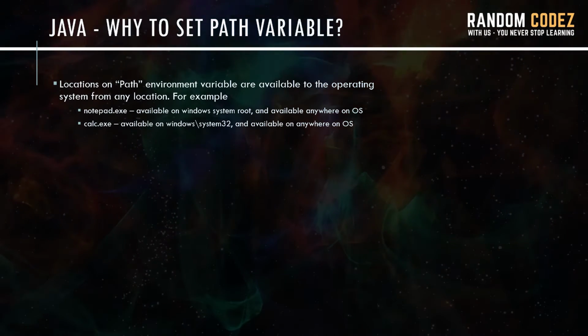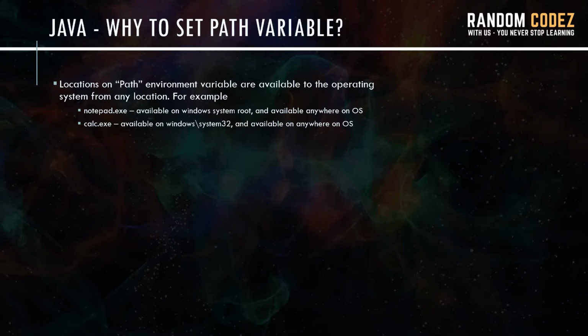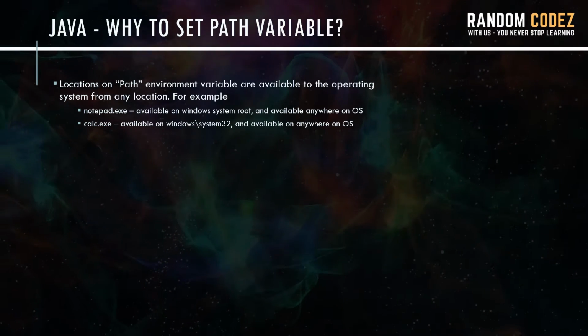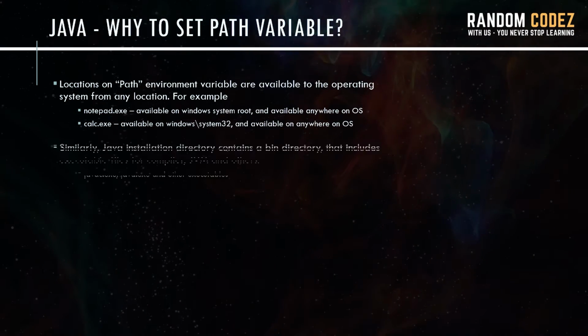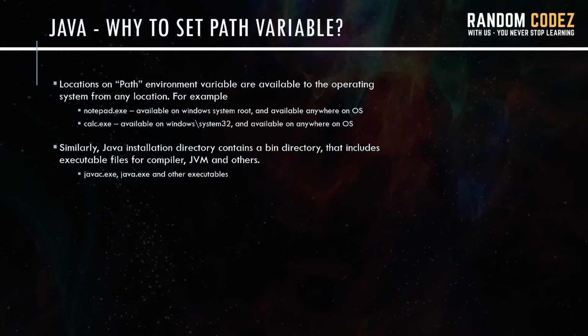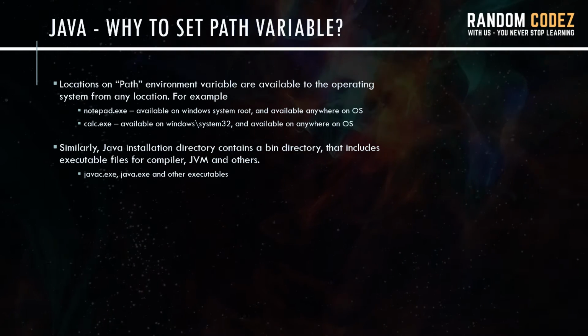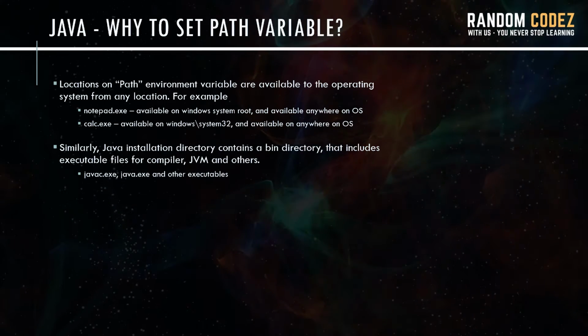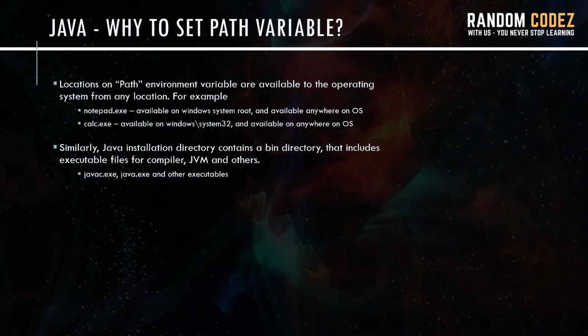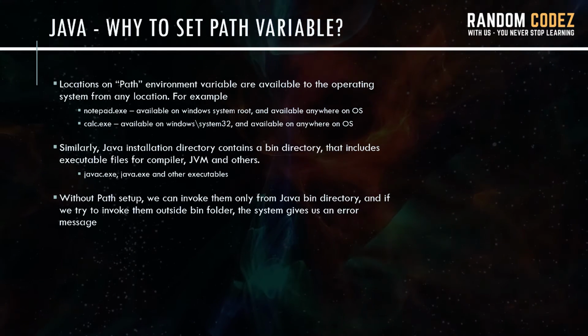These locations are already included on path variable, which makes it easy for us to invoke these applications from anywhere on the operating system. In the similar fashion, once the Java is installed, we get a bunch of executable files inside the bin folder. That includes Java compiler for compilation, JVM for execution, and few others.